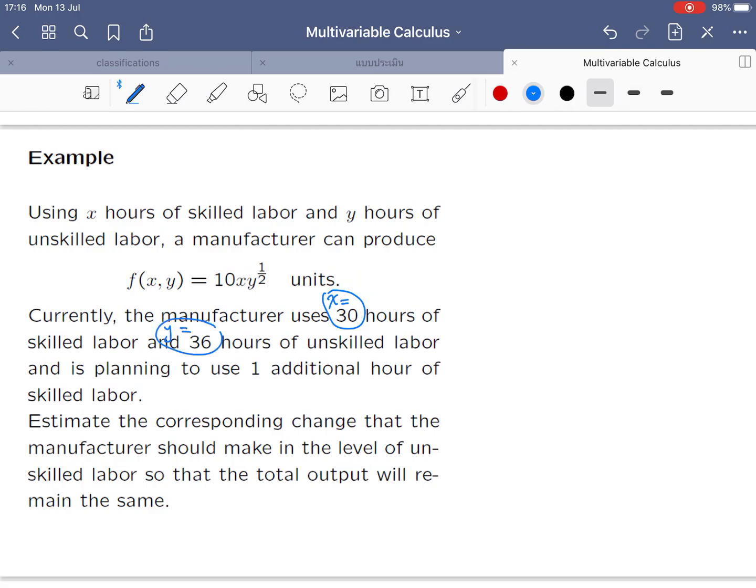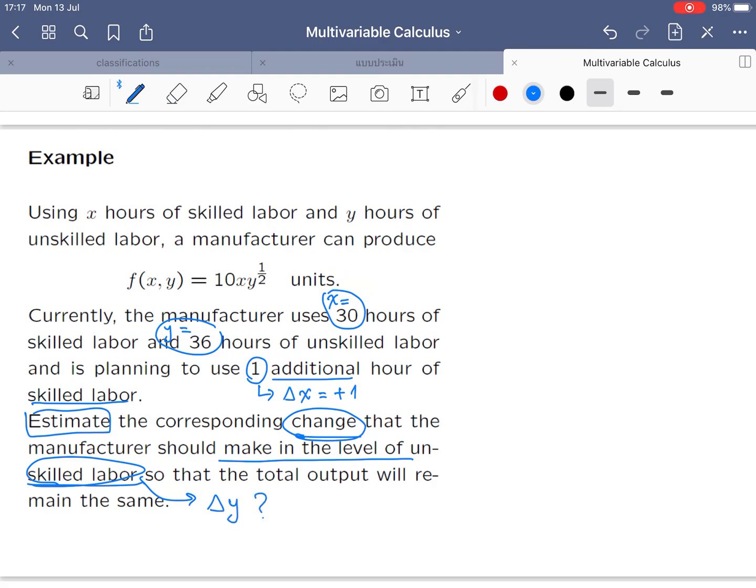And they want to add, you see, increase, right, 1 hour of skilled labor. So this one is a small increment in terms of increasing, so this is a delta x because it is skilled labor, a positive one. You want to estimate the corresponding change that the manufacturer should make in the level of unskilled labor. So here's the change of the unskilled labor, meaning you want to know the delta y so that the total output remains the same.